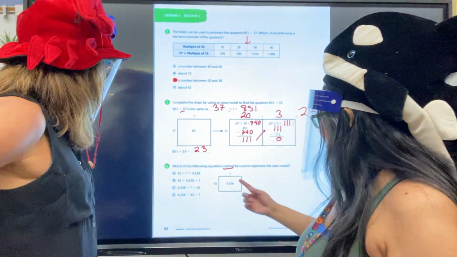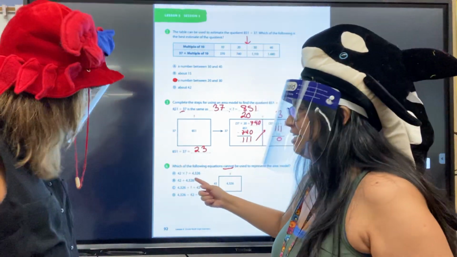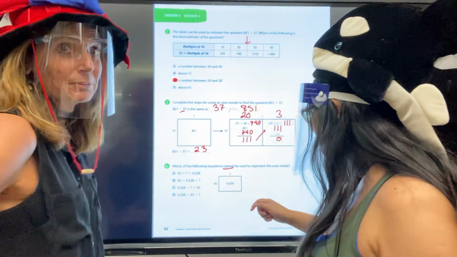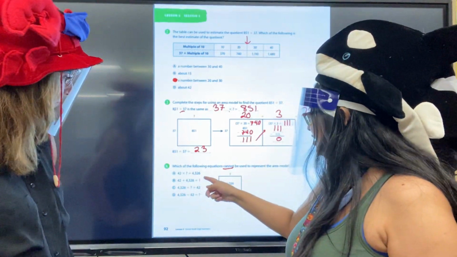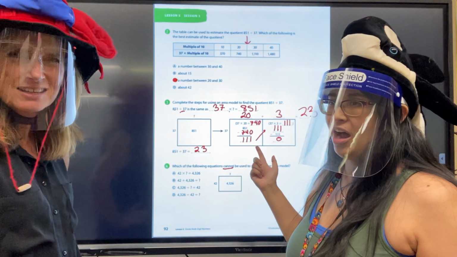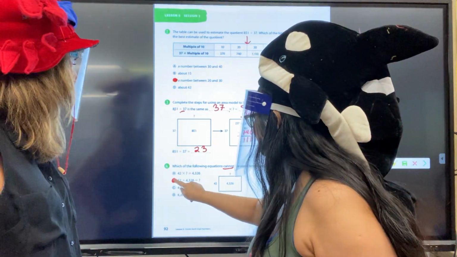All right. This next one says 42, and I'm assuming that's a plus sign. It is a blurry, but it is a plus sign. 42 plus 4,326 is going to equal this number. That doesn't make any sense at all. So let's see if there are any other ones.